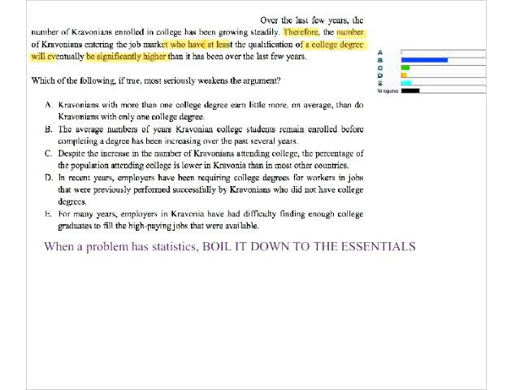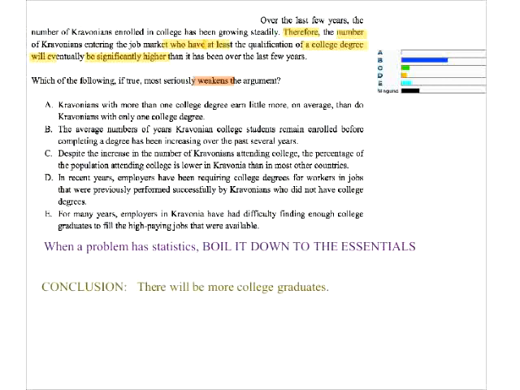And you're trying to weaken this connection. So again, the conclusion of the argument is there will be more college graduates. That's basically what it says.